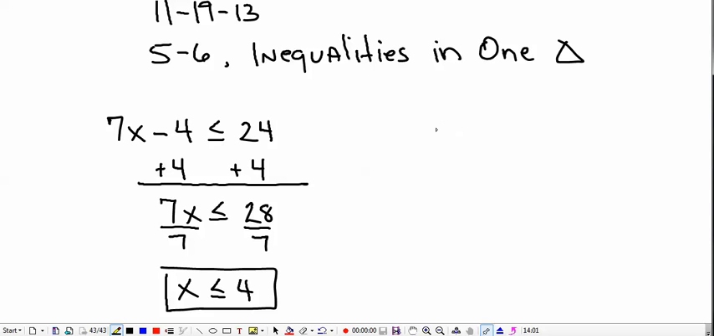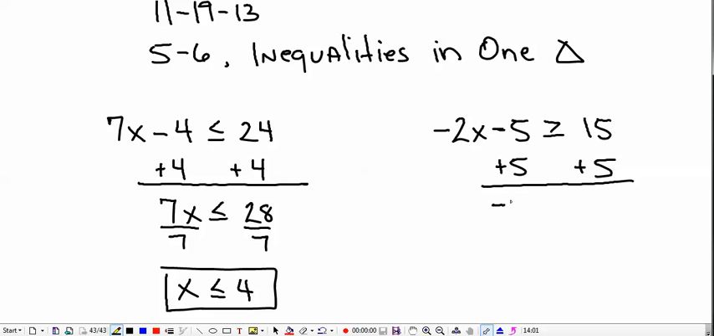Now you have to be careful if there's a negative in front of the variable. Negative 2x minus 5 is greater than or equal to 15. You're going to treat this inequality the same up until your last step. So you're going to add 5 to each side. Negative 2x is going to be greater than or equal to 20. And now you're going to divide by negative 2. And when you divide by the negative in front of the variable, you've got to change the direction of the inequality. So x is less than or equal to negative 10.